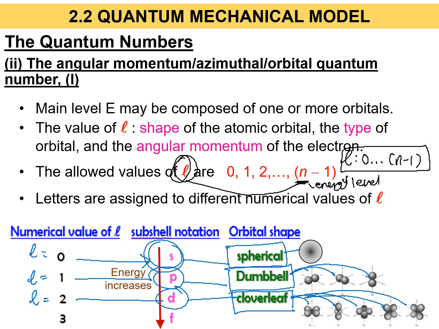And last one, if you got L equals to 3, therefore the type of the orbital that you dapat adalah F. Okay, tapi you hanya perlu nak tahu shape untuk S, P and D orbital sahaja. And going down, the energy increases. Okay, so untuk tahu more about this, we will move on to the next video and next slide.